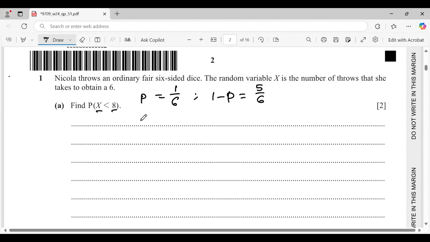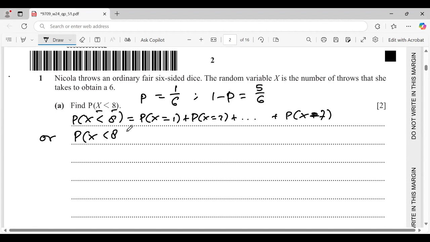And using the cumulative probability, the probability X less than 8 equals the probability X equals 1, X equals 2, and so on until the probability X equals 7. Also, we can find the probability X less than 8 through 1 minus the probability X greater than or equal to 8. The probability X greater than or equal to 8 is the probability of not getting a 6 in the first 7 throws.